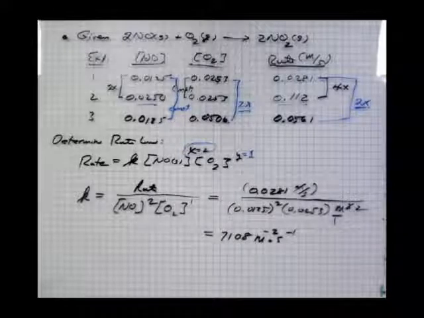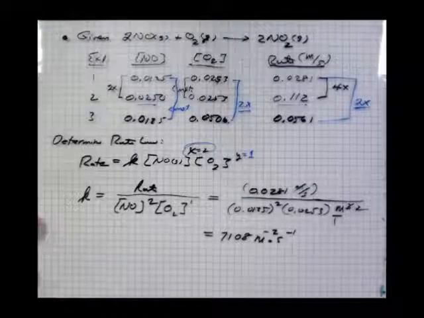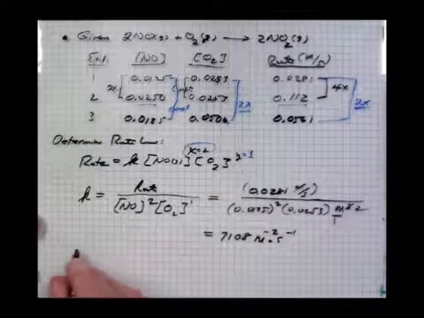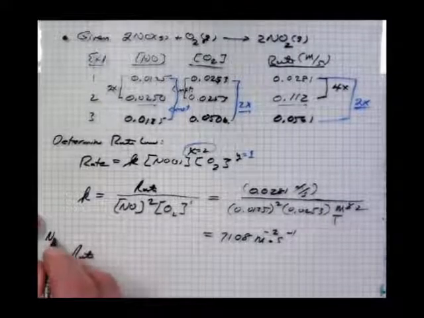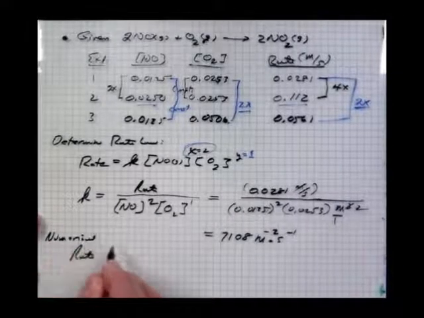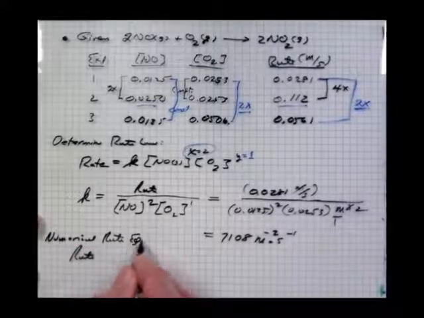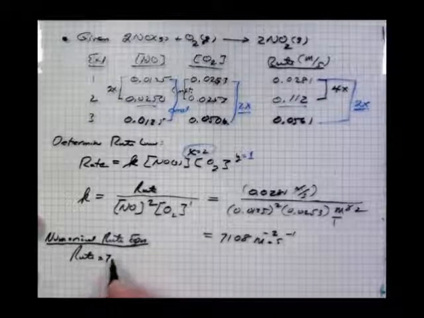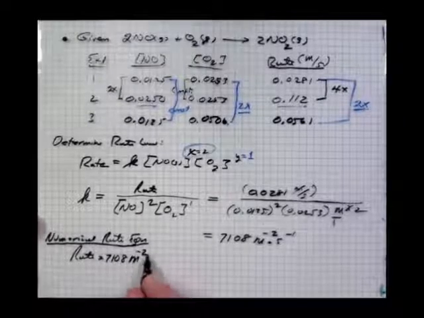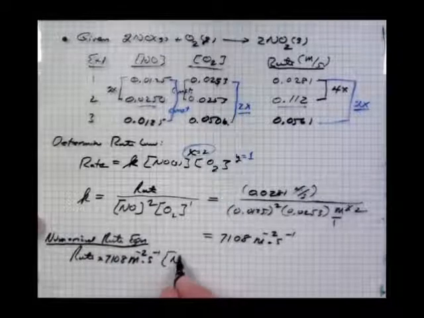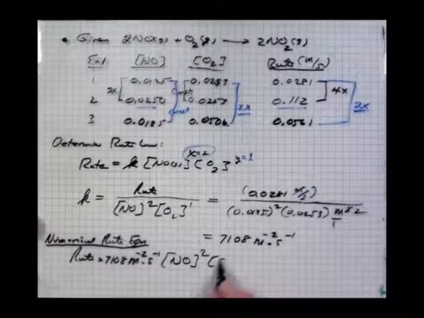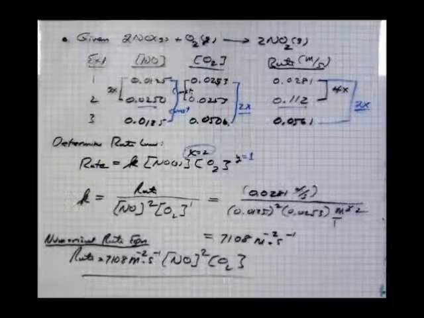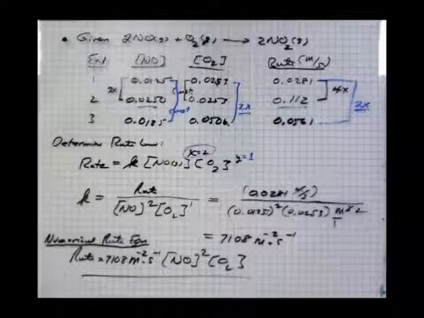Y'all back me up on this if you would, because I'm writing so fast sometimes I kind of outrun my reasoning. So the numerical rate equation or rate law is now equal to 7108 minus 2 dot seconds minus 1 NO squared O2 to the first power, like that. So that's what they're asking for in that issue. Okay?